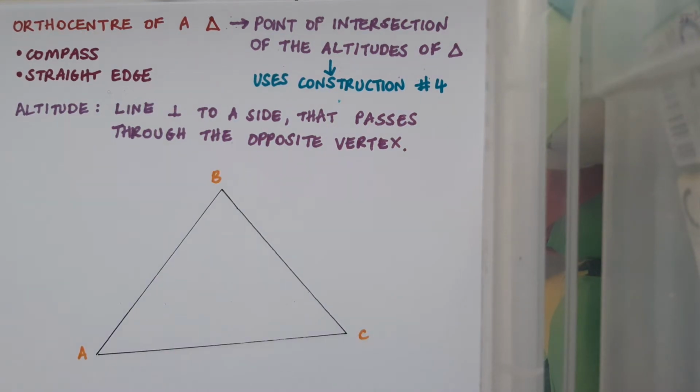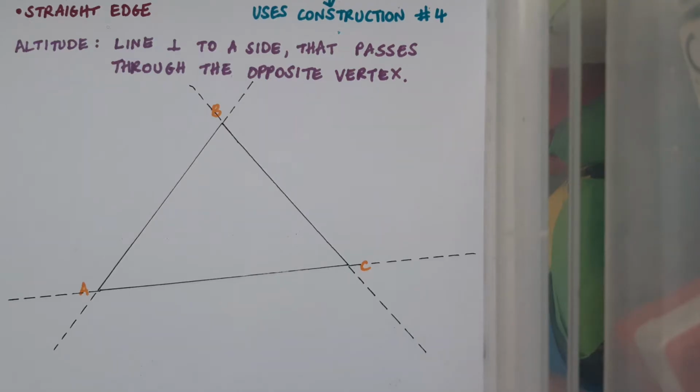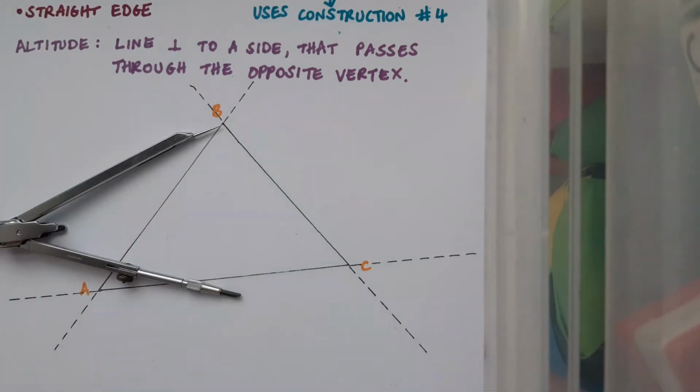And a good first step in constructing the orthocenter is actually to take the sides of my triangle and extend them out past the existing triangle, like this. So I'm going to start by constructing a line that is perpendicular to AC and passes through B. This is essentially construction 4 that we've already seen.